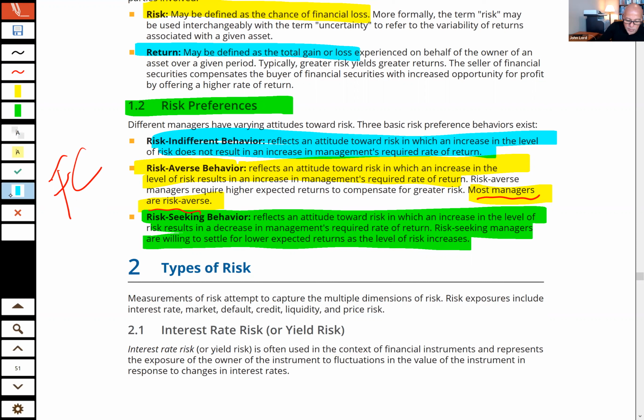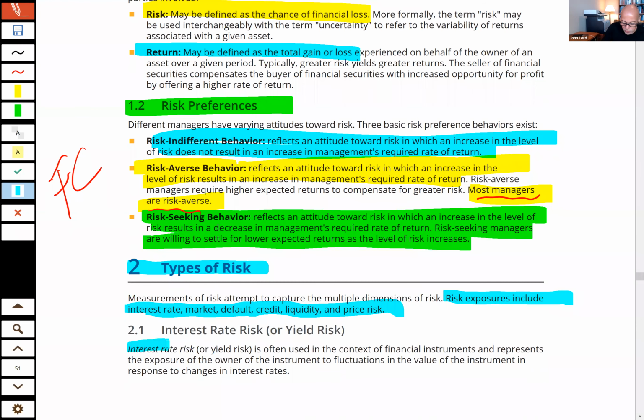And again, very definitional here at first, guys. And so you're going to see that I'm going to be asking you for flashcards as we go through and get into these various types of risk. Okay. Risk exposure includes interest rate, market, default, credit, liquidity, and price risk. So let's just look at all of these, okay?